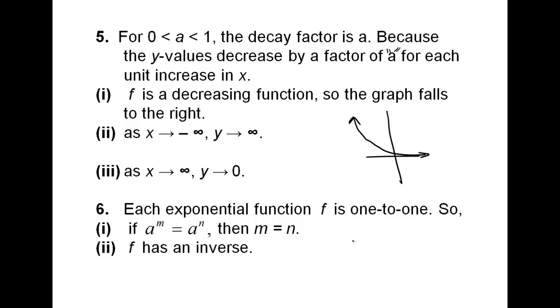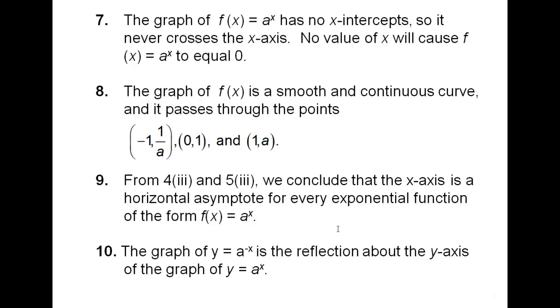You'll remember that the other function, when a was bigger than 1, looks like that. And both of those are one-to-one functions because they both pass the horizontal line test, which means they both have inverses. Neither version has x-intercepts, so it never crosses the x-axis. So that means there's no value of x that will cause it to equal 0, which makes sense. You can't take a positive number and raise it to a power and ever have it equal 0.